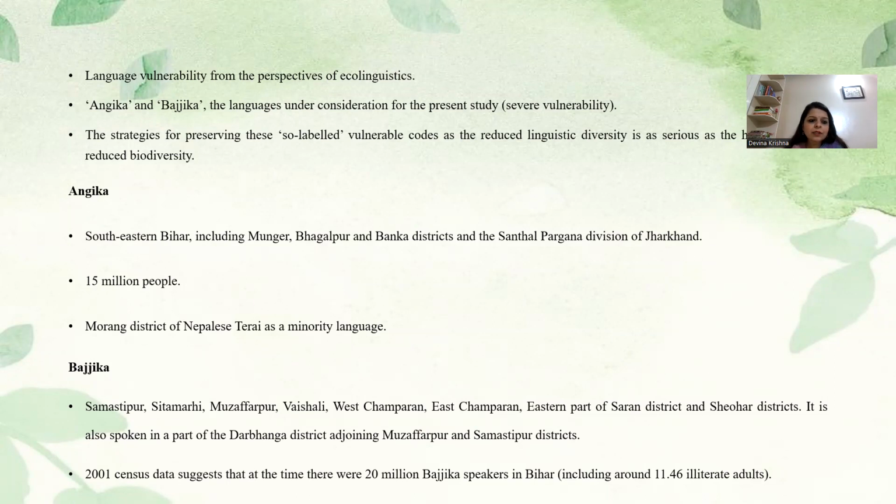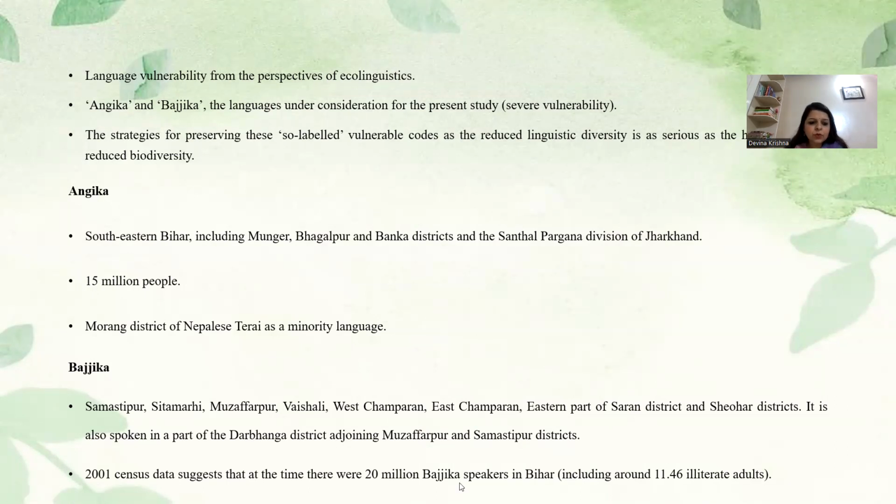Angika is spoken in southeastern Bihar, including Munger, Bhagalpur, and Banka districts, and the Santhal Pargana division of Jharkhand. The census report states that it is spoken by 15 million people over here. The Morang district of the Nepalese Terai is also one of the regions where it is spoken as a minority language.